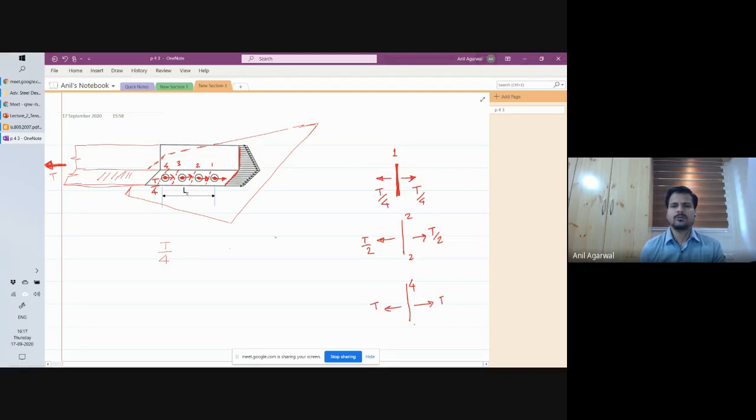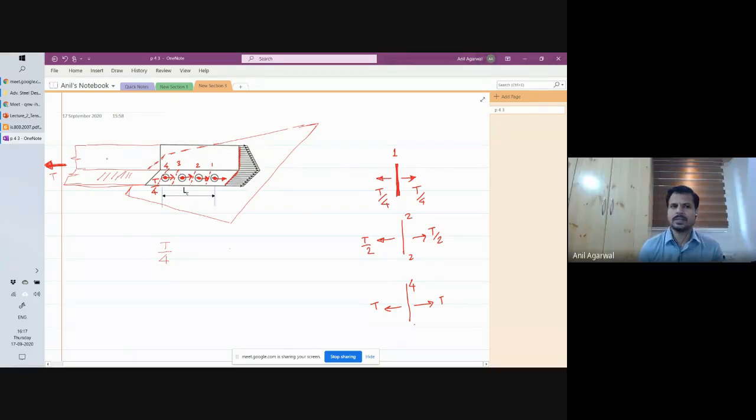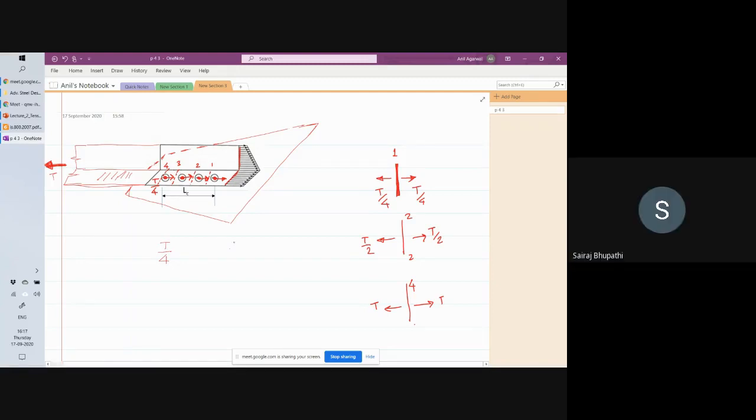So which cross section is the critical one between 1, 2, 3, 4? Fourth one, right? Of course. If it has to rupture, it should rupture at the fourth. It should not rupture at 1 or 2 or 3, because the cross section was the same between 1, 2, 3, and 4, but the force at 4 is much higher. Agreed? Fine.